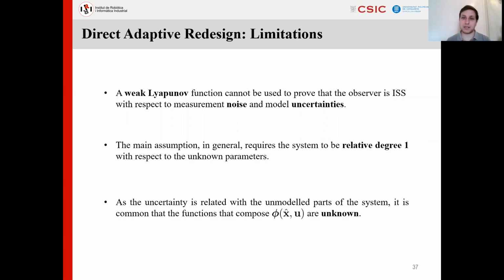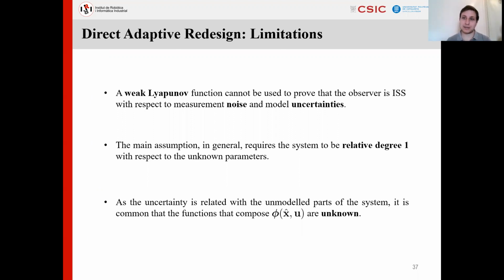First, as the proof is based on a weak Lyapunov function, there is no theoretical guarantee that the algorithm converges when there is measurement noise and uncertainty. Therefore, there is no theoretical guarantee that you can implement this observer in practice. This is a critical issue.